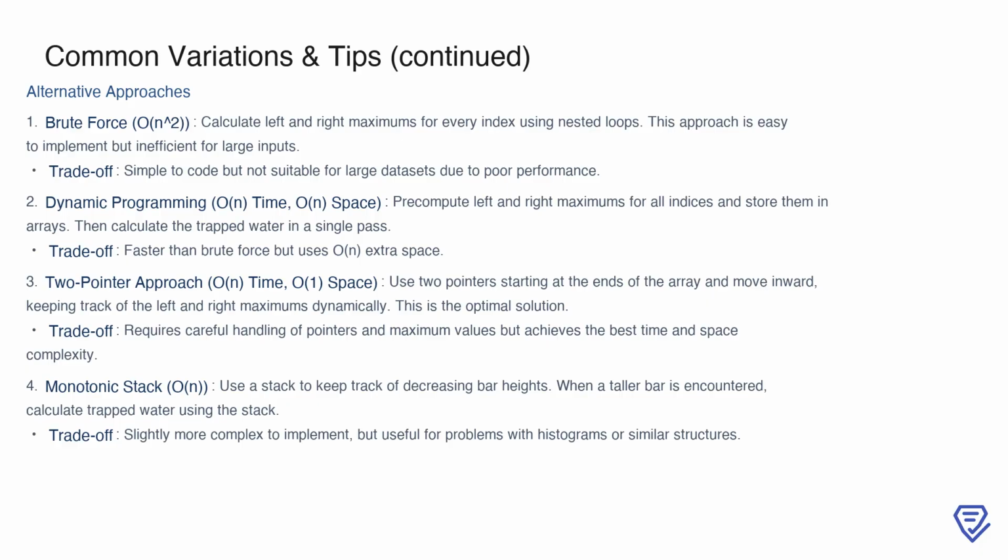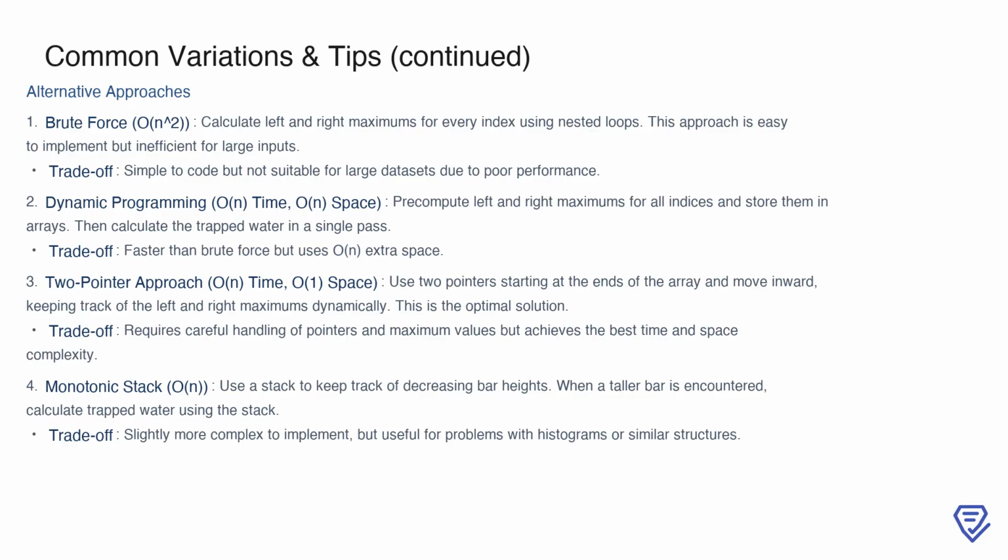A step up from this is the dynamic programming approach, which precomputes the left and right maximums for all indices and stores them in arrays. This allows you to calculate the trapped water in a single pass, reducing the time complexity to O(n). However, it requires O(n) extra space for the arrays. The two-pointer approach is the optimal solution, achieving O(n) time complexity and O(1) space complexity.